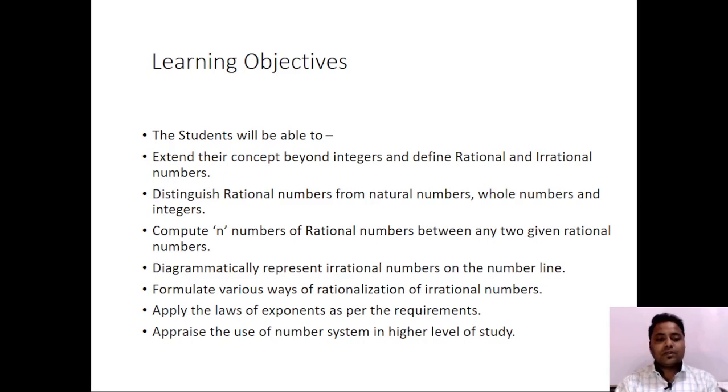Diagrammatically represent irrational numbers on the number line. Formulate various ways of rationalization of irrational numbers. Apply the laws of exponents as per the requirements. Appraise the use of number system in higher level of study. So these are the important points while we are trying to learn the system of numbers.